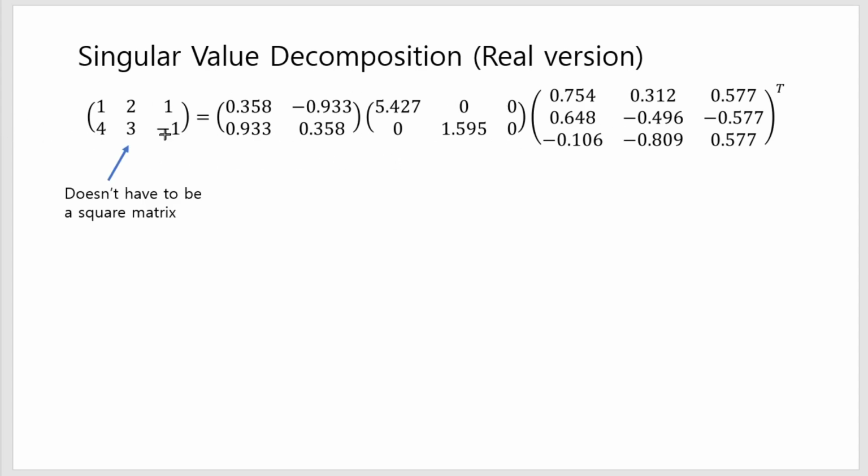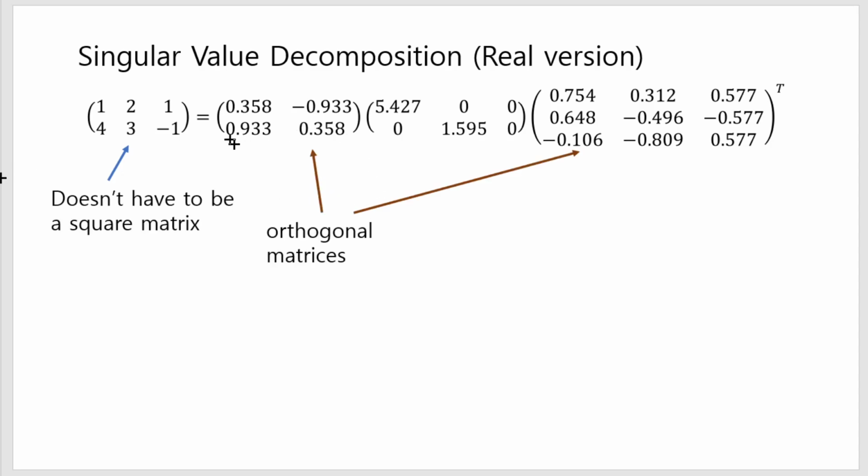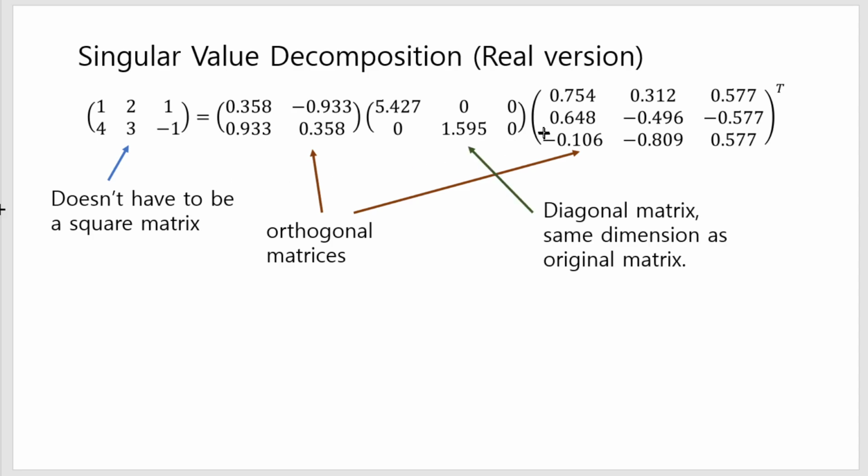So you have any matrix. It doesn't have to be a square matrix. You write it as these two orthogonal matrices. I'm going to explain what orthogonal matrices are later in the video, so don't worry if you don't know what this means. And then you have in the middle the diagonal matrix, and it has the same dimension as the original matrix. What this is saying is that any matrix, it doesn't have to be square, any matrix can be written as some diagonal matrix modified by these two orthogonal matrices.